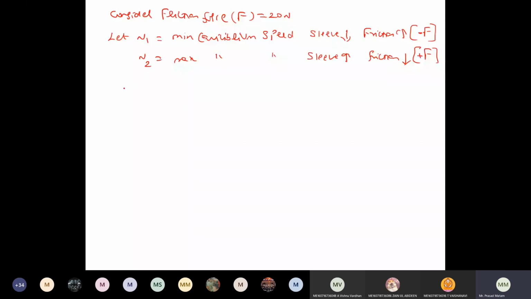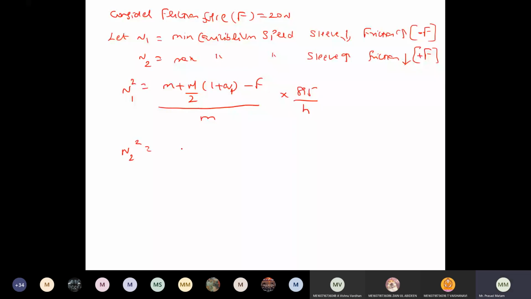Now let me write the relationship between height and speed of a governor. N square is equal to (m plus M by 2) into (1 plus q) minus F by m into 895 by h. So now let us go for N1 square. In that place, q will become q1.